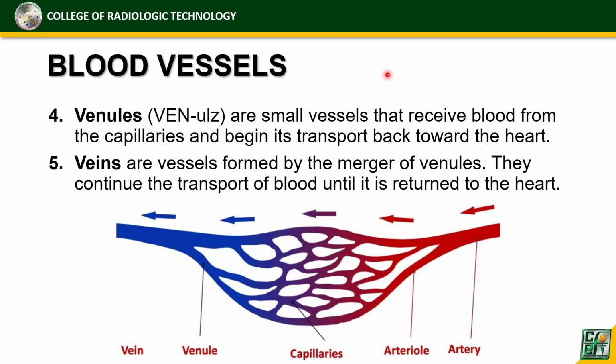At ito naman ay mapapunta sa venules. So venules are small vessels that receive blood from the capillaries and begin its transport back towards the heart. So from this point onwards, deoxygenated blood na yung tina-travel niya. So si venules, maliliit na veins. And then, we have the veins. So veins are vessels that carry the blood away from the tissues and towards the heart.